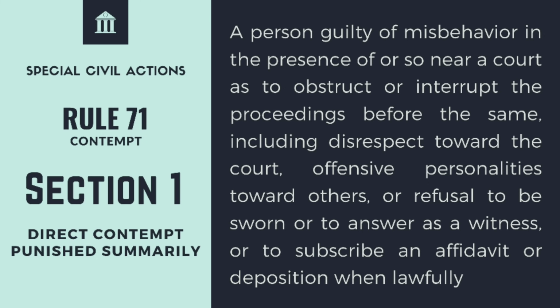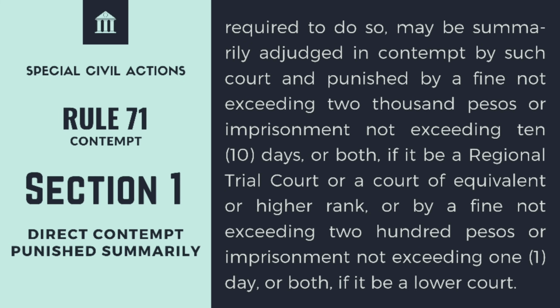Section 1. Direct contempt punished summarily. A person guilty of misbehavior in the presence of, or so near a court as to obstruct or interrupt the proceedings before the same, including disrespect toward the court, offensive personalities toward others, or refusal to be sworn, or to answer as a witness, or to subscribe an affidavit or deposition when lawfully required to do so, may be summarily adjudged in contempt by such court and punished by a fine not exceeding 2,000 pesos, or imprisonment not exceeding 10 days, or both, if it be a regional trial court or a court of equivalent or higher rank, or by a fine not exceeding 200 pesos, or imprisonment not exceeding 1 day, or both, if it be a lower court.